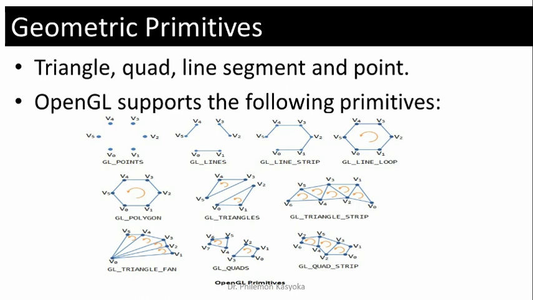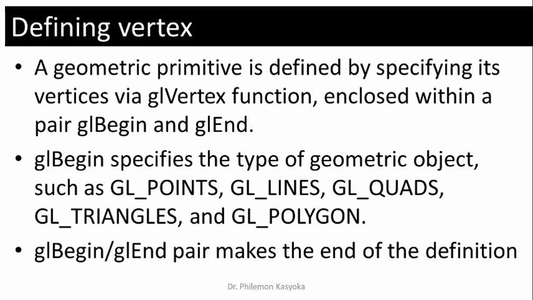OpenGL will support the following primitives: GL_LINE_LOOP, GL_LINE_STRIP, GL_POINTS. We have polygons, we have triangles, and then we have the quad. So you basically work with all these to come up with whichever kind of object you're trying to draw using the graphics. And now we've been talking about the vertex itself.